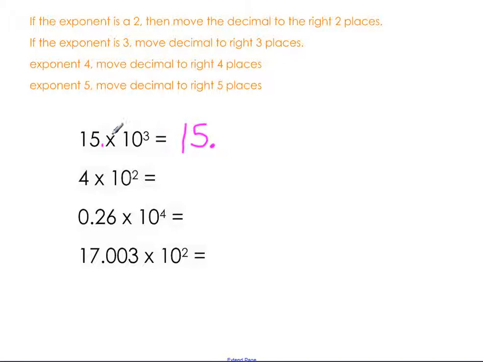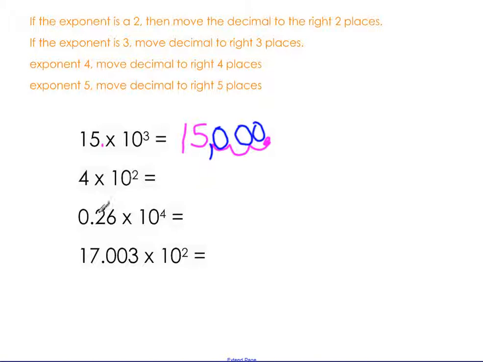So basically all we need to do is move our decimal to the right 3 places. When we multiply, we move the decimal to the right. And since this exponent is 3, that says 3 places. So we're going to move it to the right 3 places. 1, 2, 3. And that's where our new decimal point goes. Now, there are no numbers here, so we need to put in what we call 0 placeholders. So if we put these 0 placeholders in, then our answer becomes 15,000. So 15 times 10 to the third power is 15,000.